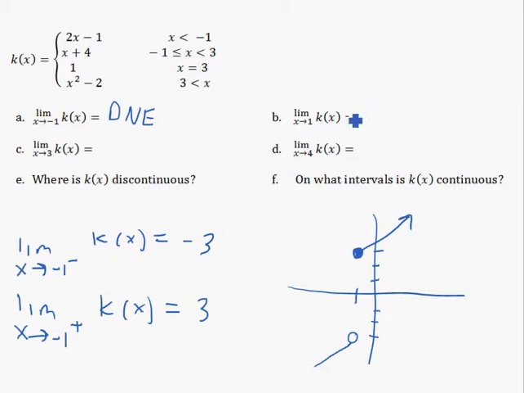All right, as x goes to positive 1, now as x goes to positive 1, we're on this interval the entire time. X equals positive 1 is in the middle of negative 1 to 3. So as x approaches 1, k of x should be approaching what x plus 4 equals, and that's 5.